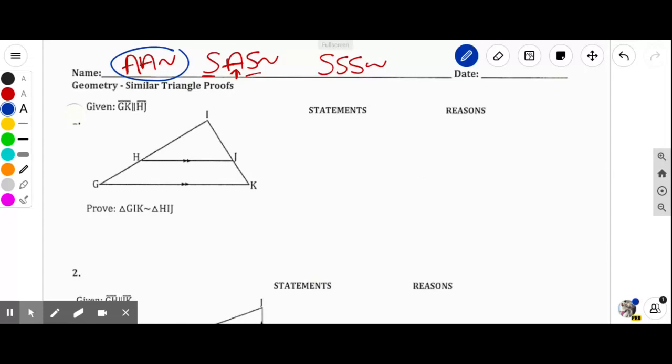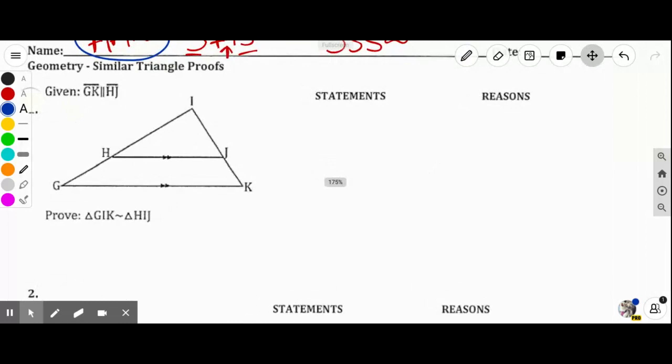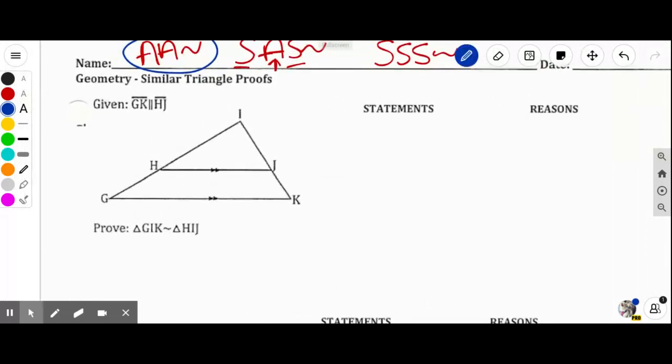So if we look at this first one, this is the practice that you guys are supposed to do. I'm just going to do a few of them for you, and then you can do the rest. So here's number one. We're given that GK is parallel to HJ, and so that's given. So we have some parallel lines here.